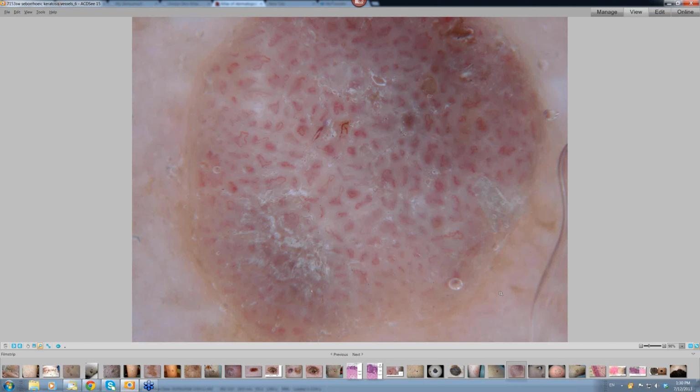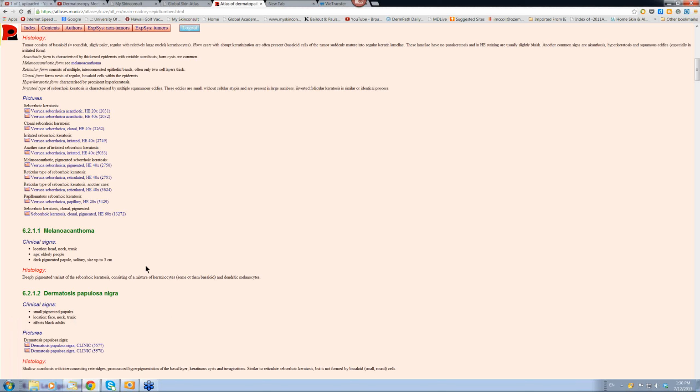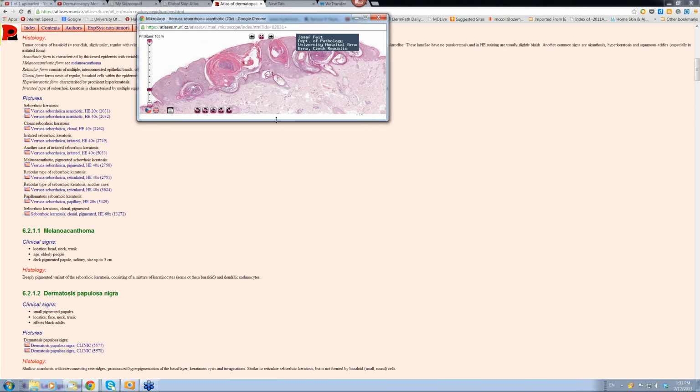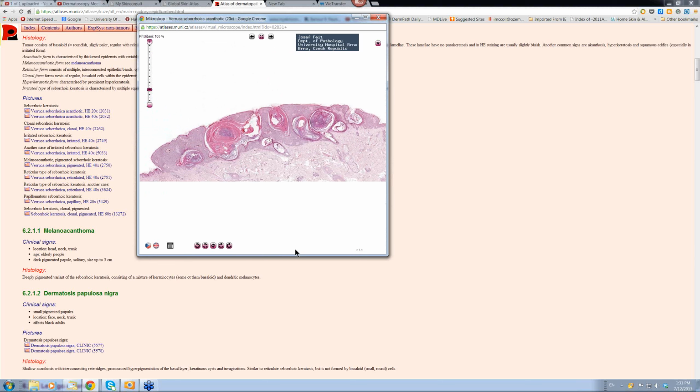Let's have a little look at the histopathology. And for this, I'm going to go to this particular website here. This is the Atlas Mundi. Let's look at an acanthotic seborrhoeic keratosis. There we go. Acanthosis just means thickening of the epidermis here.